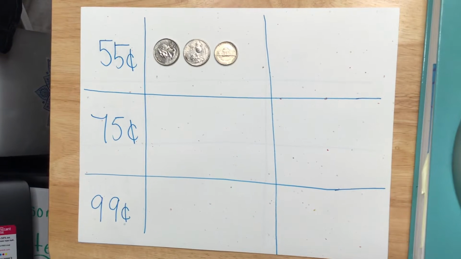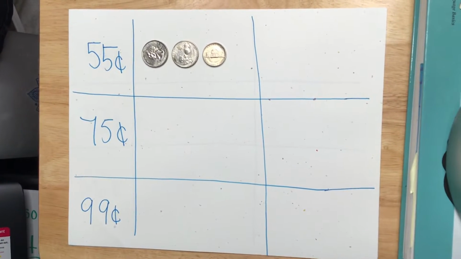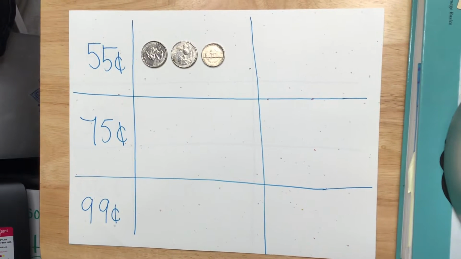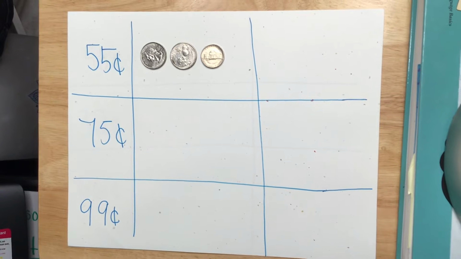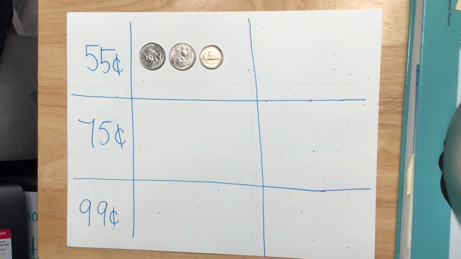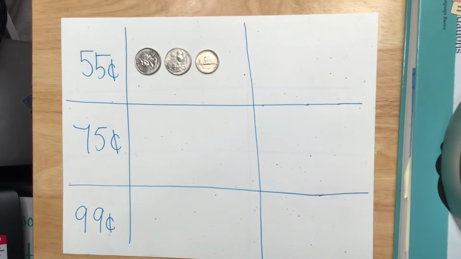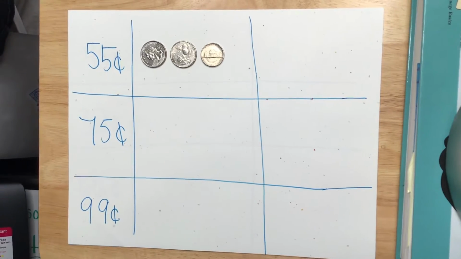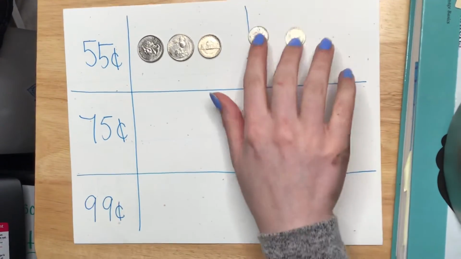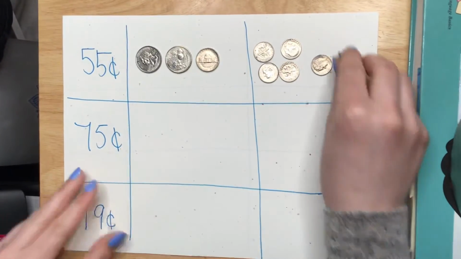But what if I didn't have any quarters and we had to show 55 cents? There's another way that we can show that. So let me grab some coins here. The store ran out of quarters and I had to give back 55 cents in change. The other way I could show this is by using 5 dimes and a nickel.